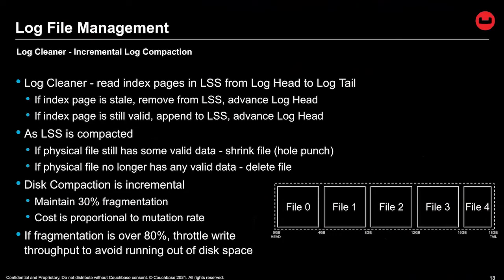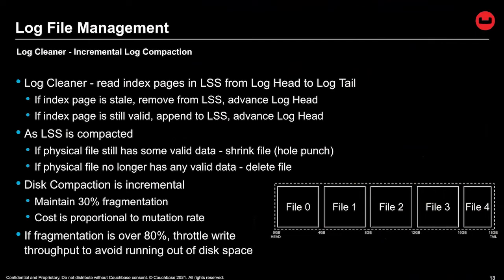To tackle this fragmentation, Plasma has a background routine called the log cleaner. The log cleaner does disk compaction to reduce fragmentation. The log cleaner works by reading index pages from the logical log from head to tail. If it sees a stale index page, it is removed from the logical log by advancing the head. If the cleaner sees a valid page, it is rewritten and the head is advanced.